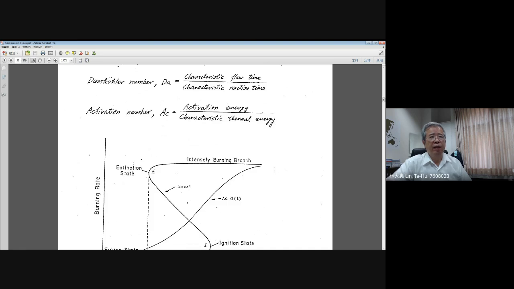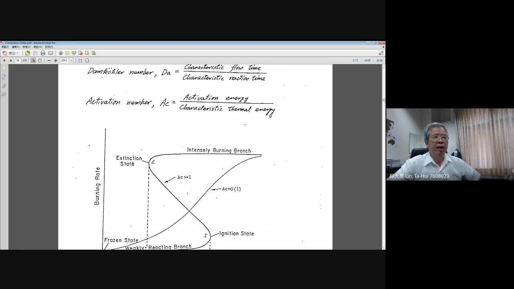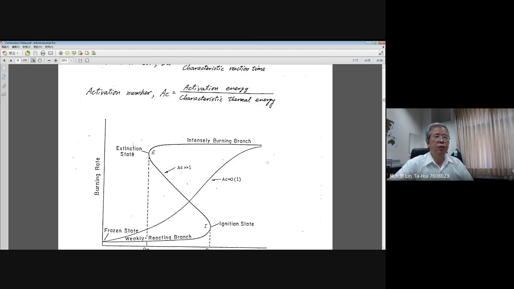Now AC is very large, but if they are comparable, the amount of activation energy is very close to the catalytic thermal energy, then they are in the same order, order one quantity. In the same order, they tell you in this situation the activation energy is not too high.